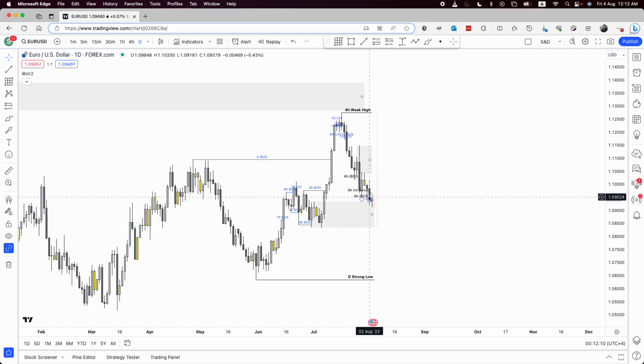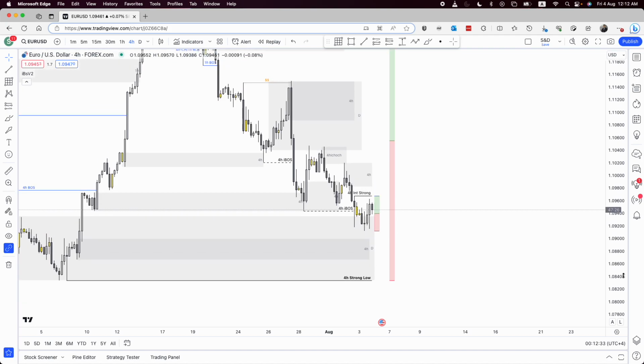Price over here can react to this demand and start pushing up. Price could come a little bit deeper into this refined pivot on the demand and then react, or price can keep trickling down all the way until it breaks structure and the whole thing turns bearish. So we don't know. Let's go back to 4H.